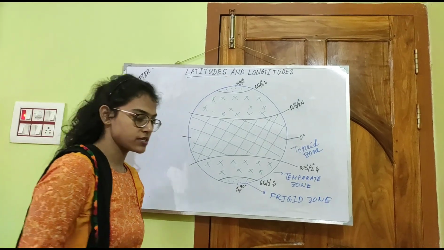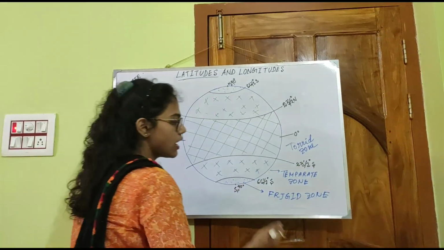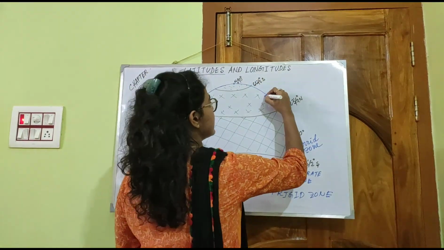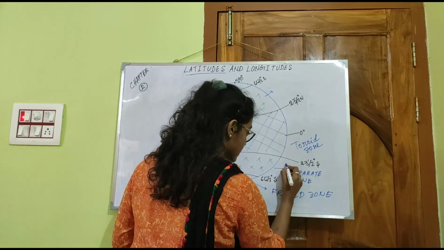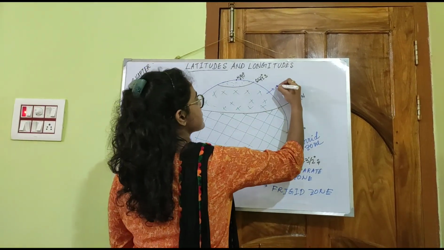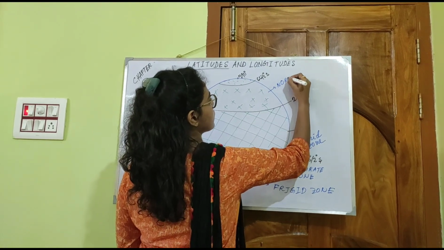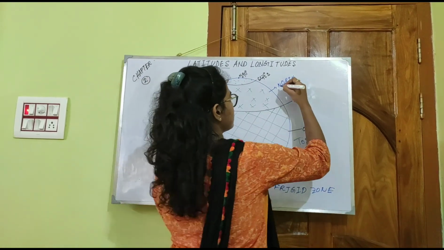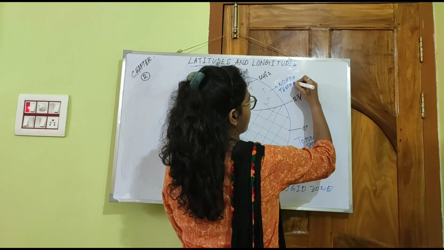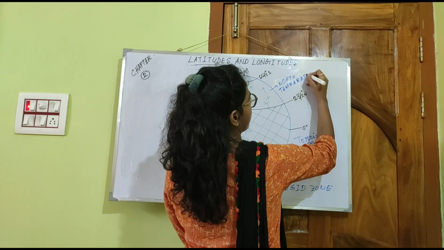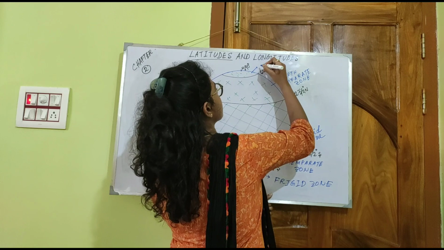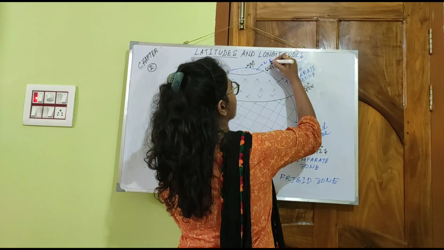Torrid, temperate and the frigid zone. These three zones are here. This is the torrid zone, this is the south temperate zone, and this is the north temperate zone. And this is the north frigid zone.